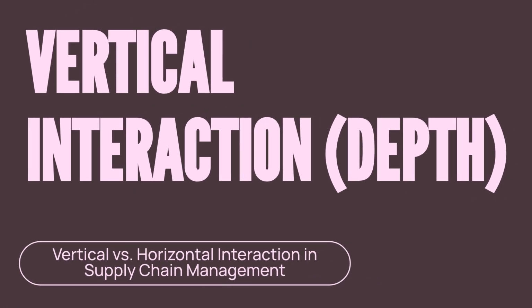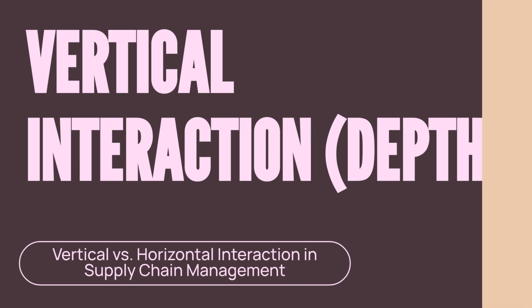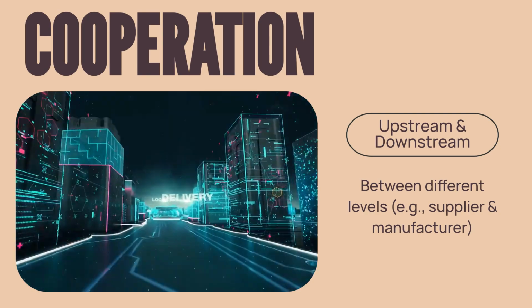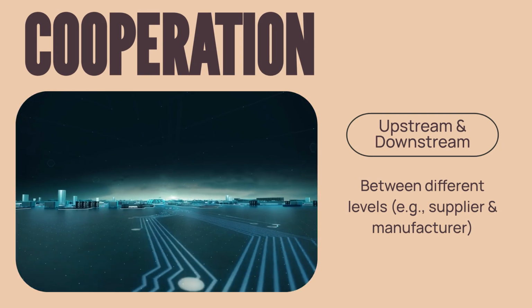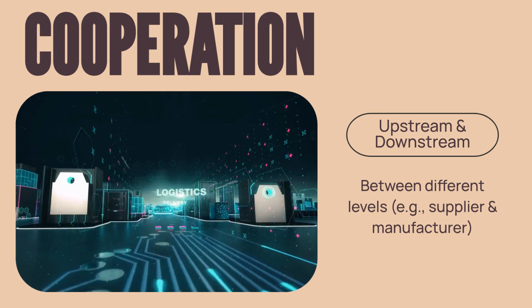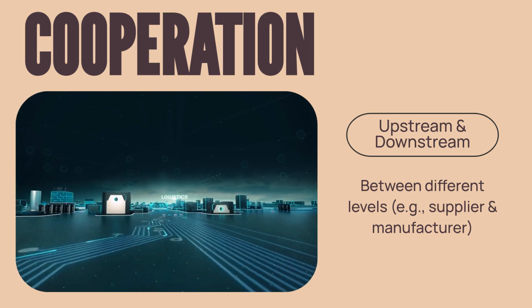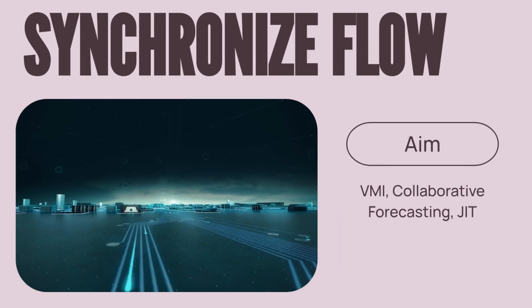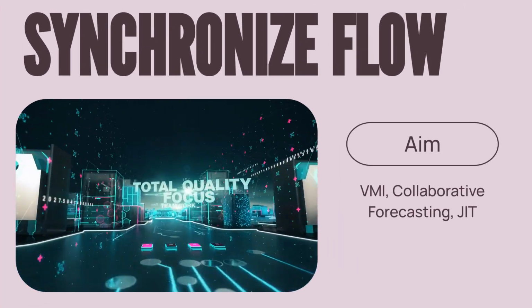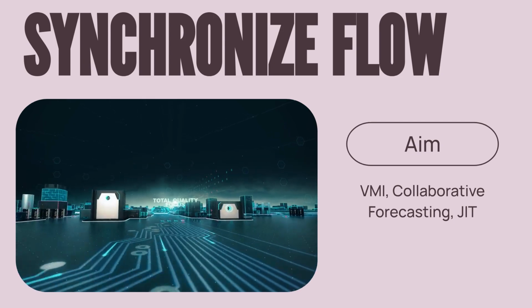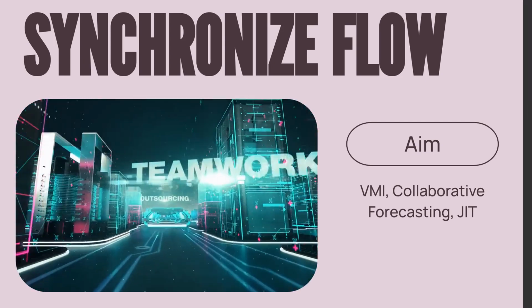Let's start by exploring vertical interaction, which is all about depth. Vertical interaction is the cooperation between different levels of the same supply chain, for example, between a supplier and a manufacturer, or a manufacturer and a retailer. The direction is both upstream and downstream. The core aim is to synchronize the flow of goods and information. Common practices include vendor-managed inventory, collaborative forecasting, and just-in-time delivery.